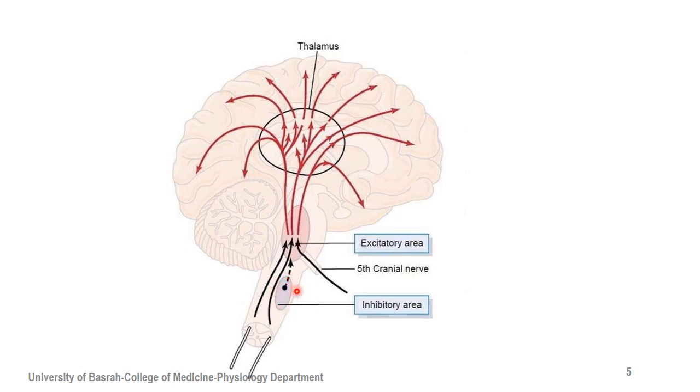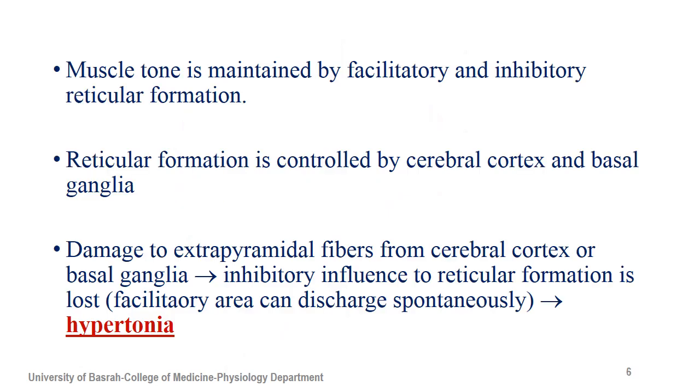And the second one is the lowest and smaller one, called the inhibitory area. This part also needs projecting neurons that come from the cerebrum. So muscle tone is maintained by a balance of function between the facilitatory and the inhibitory areas of the reticular formation.